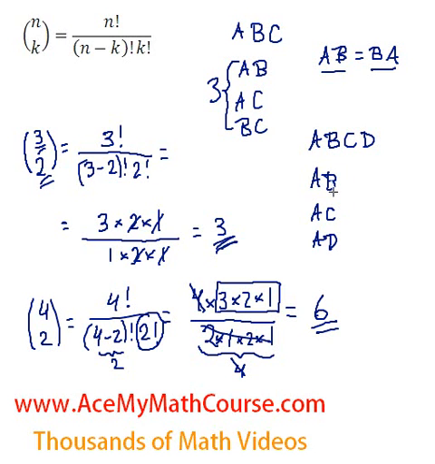So let's see if that's right. So we have A, B, A, C, A, D. We also have B, C, and B, D, and C, D. So 1, 2, 3, 4, 5, 6. There we go. So that's a very simple explanation for combinations. And I just suggest that you try a few questions, and good luck.